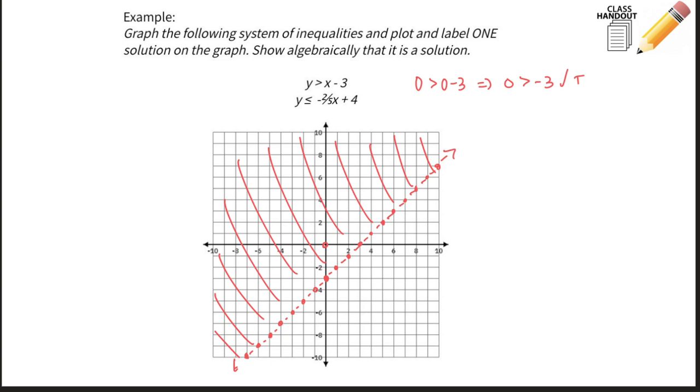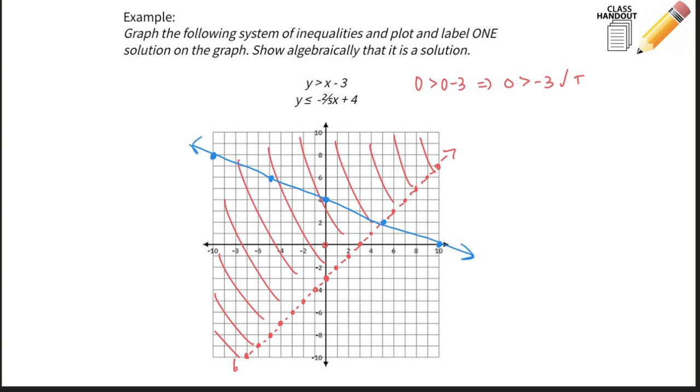Next, I'm going to graph the line in blue. We're going to start at +4. My slope is -2 over 5, which means I'm going to go down 2 and to the right 5, down 2 to the right 5, and then I'm going to go in the opposite direction. This line is going to be solid since we have a line underneath.